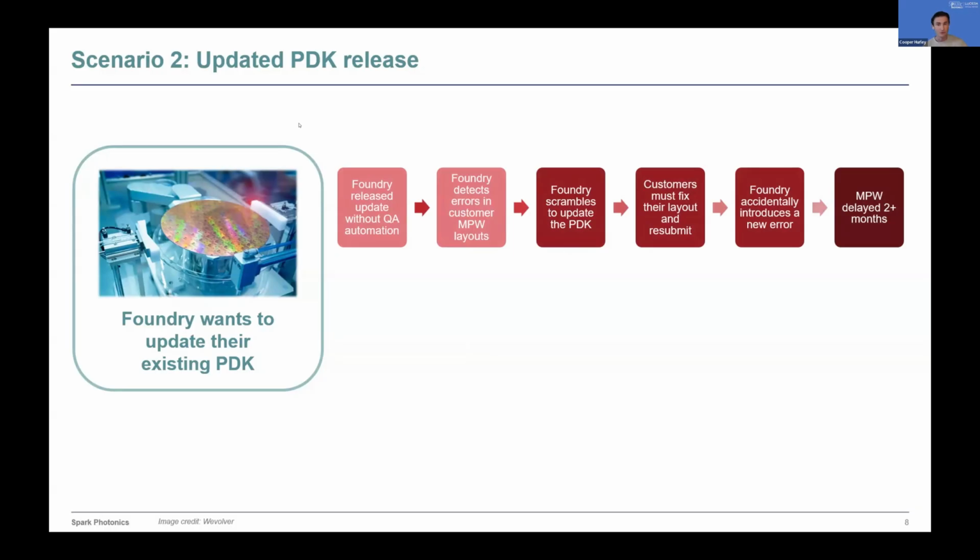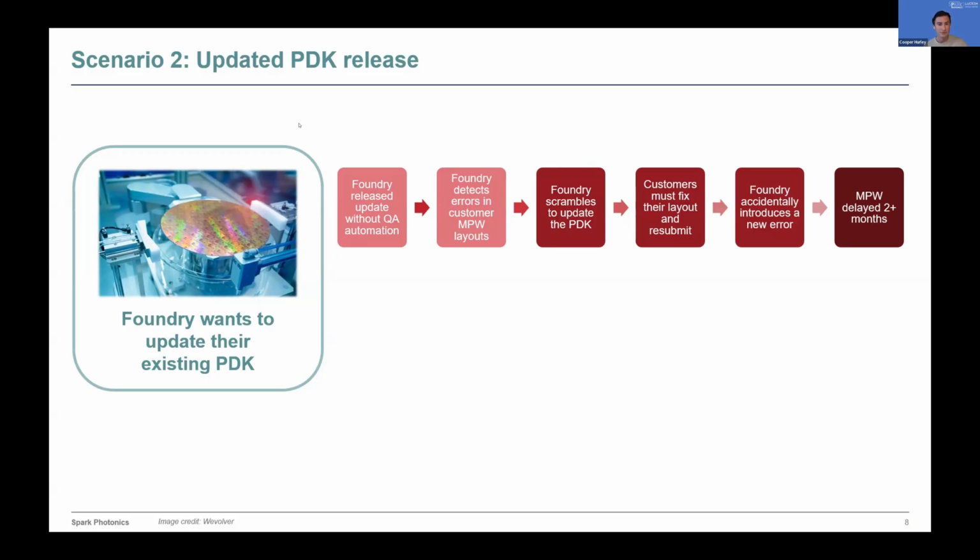The foundry then has to scramble to update the PDK. That means they're taking in whatever correction needs to be made, making the change, sending it out. But of course, this means that all the customers need to then fix their layouts and resubmit it, which means they have to widen the window of time that they can open that up for. The customers then realize that maybe there's another error that's been introduced. Their layouts aren't compiling when they try to generate them, or even worse, maybe the foundry detects the errors again when the new designs come in.